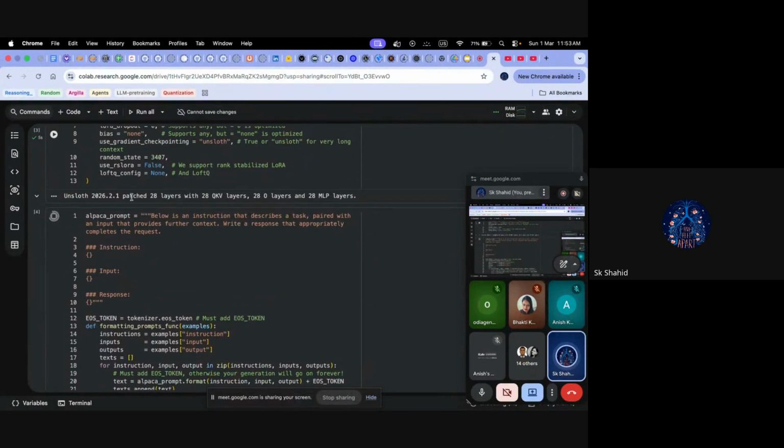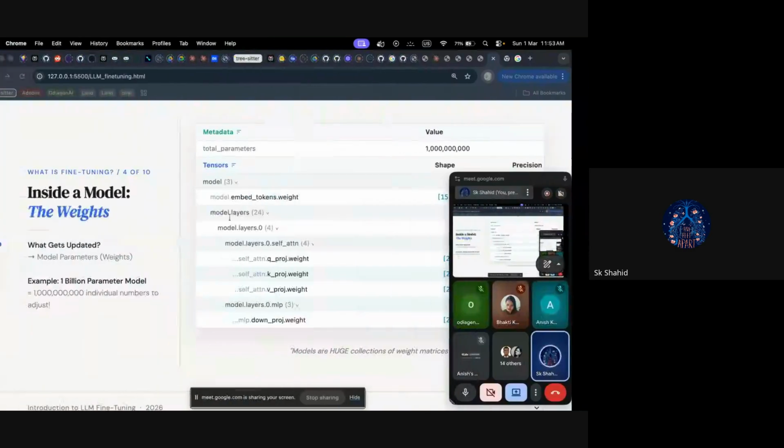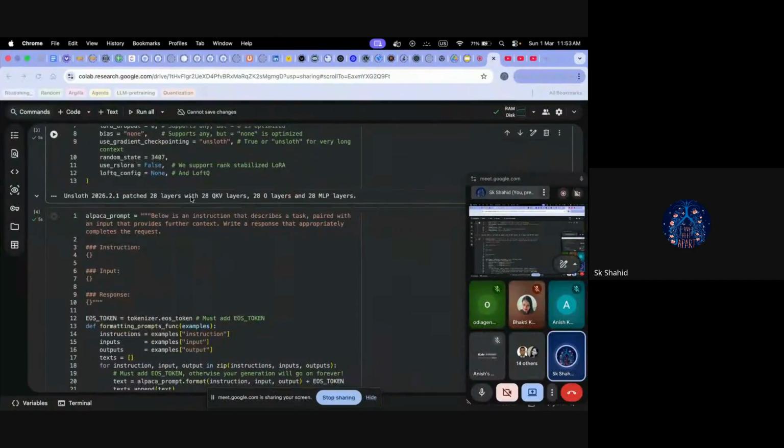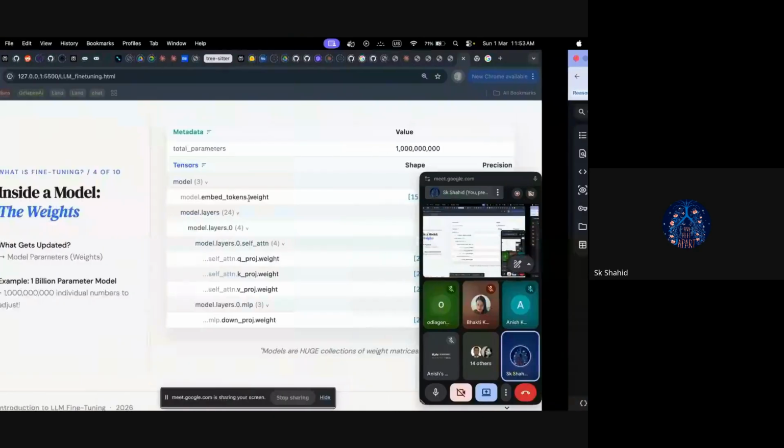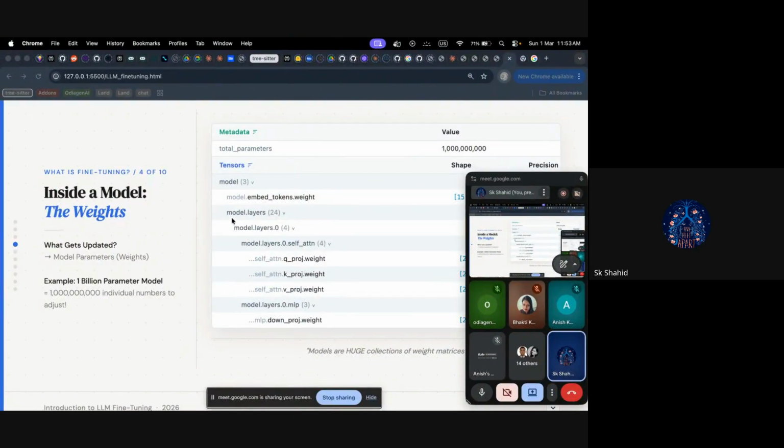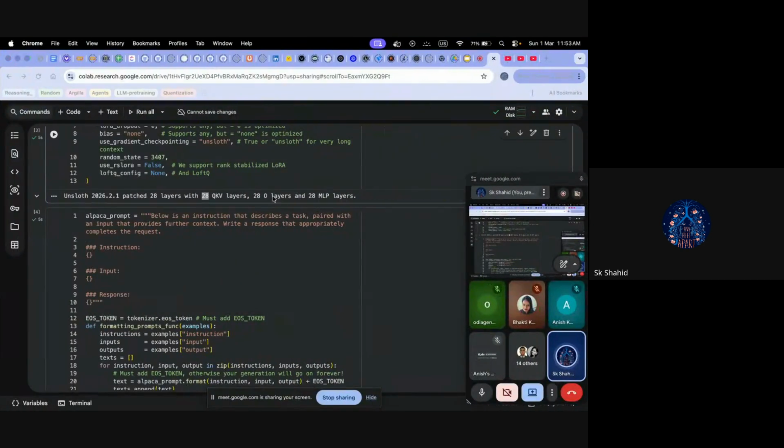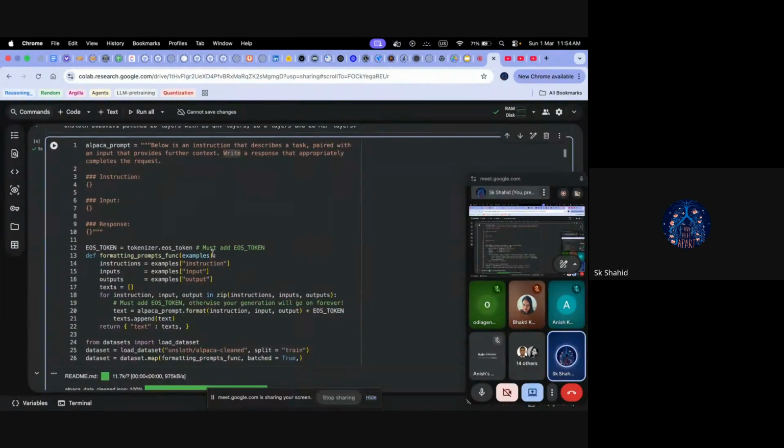So here you see we have patched 28 layers. Instead, here we have an example of 24 layers, but here we have an example of 28 layers. We have 28 KQV layers, so this layer itself will be multiplied or replicated 28 times, and we have 28 MLP layers, 28 zero layers and 28 MLP layers. So we're working at the 28 layer state.